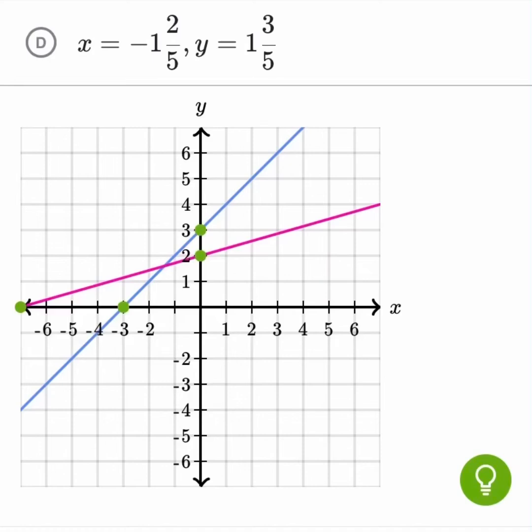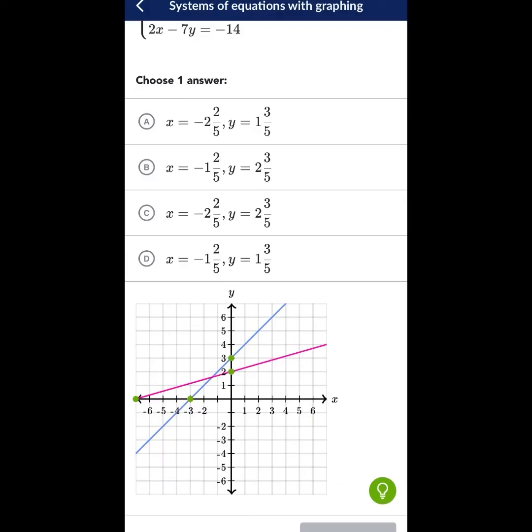All right, now let's look at our y coordinate. It's somewhere between 1 and 2. And through our answers, you can see that 1 and 3/5 is about what it is. It's about 3/5 of the way between 1 and 2. That leaves us with D as the only choice that makes sense. So we're going to select it, hit submit, and bam.